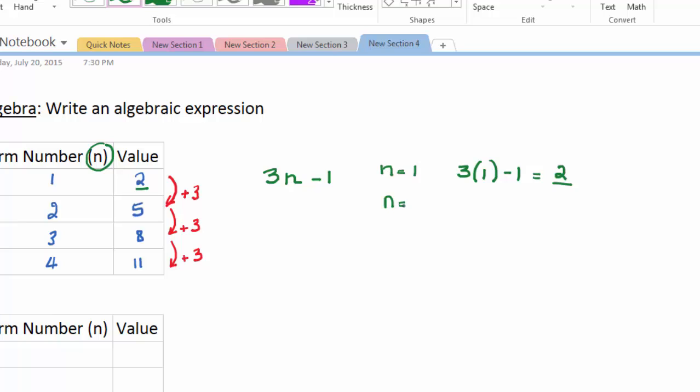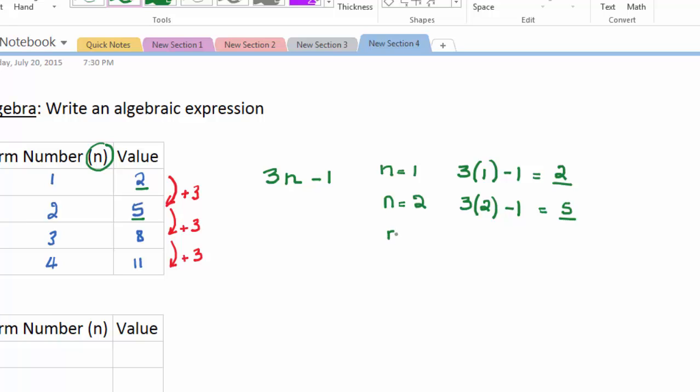When n equals 2, for term number 2, I will replace n by 2. So 3 times 2, and again I keep the minus 1. Let's do it together. 3 times 2 is 6. 6 minus 1 equals 5. Is the value of term number 2 5? Yes. This makes us happy that the 3n minus 1 is working.